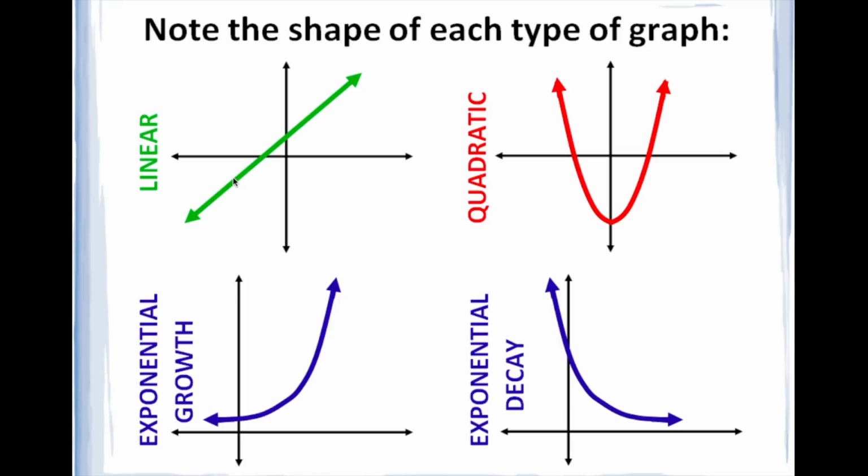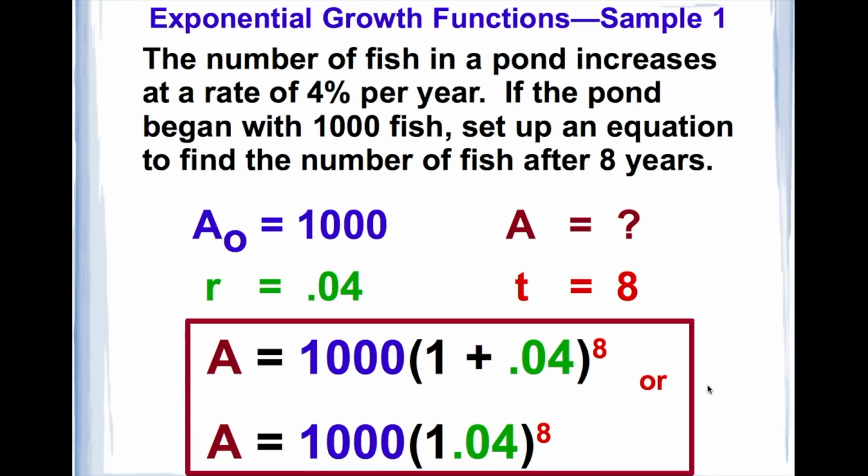Linear graphs are straight lines. Quadratics are your parabolas with the U shape. Here's your first look perhaps at the exponentials. Exponential growth starts out slow and then grows very rapidly. It's always increasing. Exponential decay tends to decrease rapidly in the beginning and then tends to level off. This reminds me a lot of a car depreciating after a period of time.